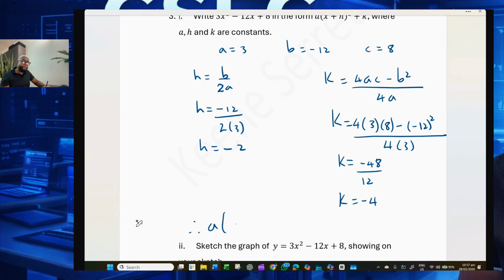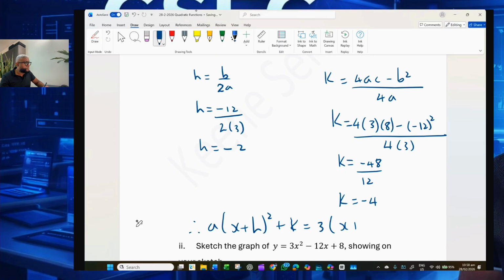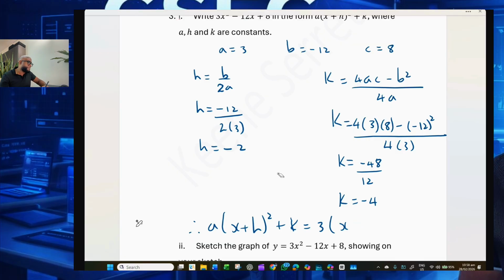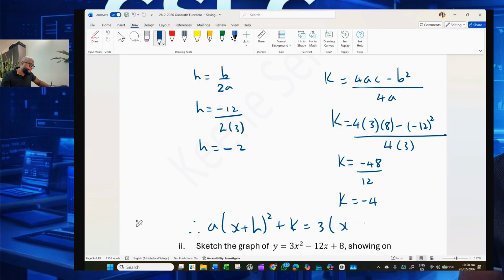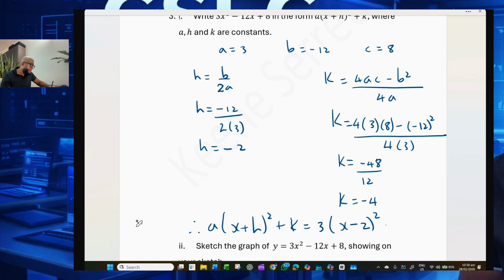So therefore, a, open brackets, x plus h, squared, plus k can be written as, what is a? A is 3, x plus, no, it will be -2, not +2, because it's plus -2, which will be -2, squared, plus -4, which will be -4. This here would be our quadratic function in completing the square form.